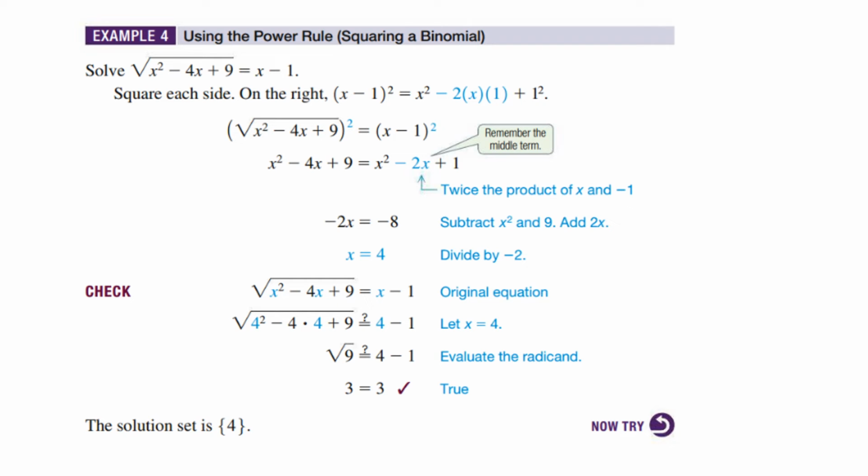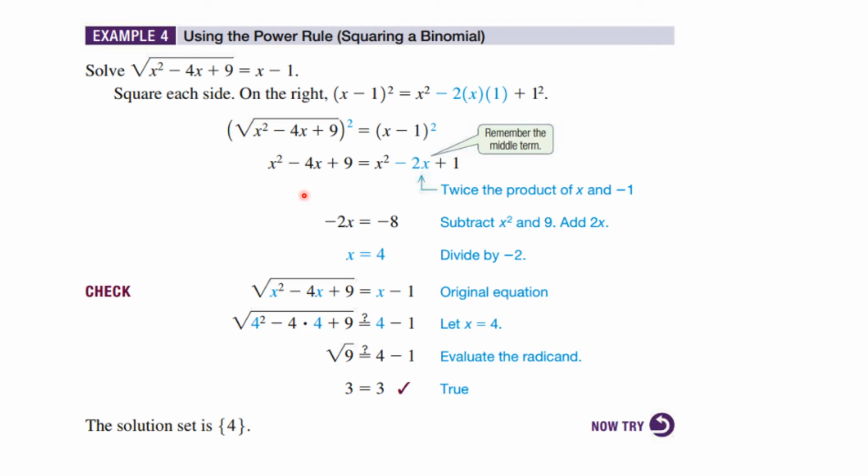Let's try another one. Again, we're going to be squaring a binomial. So the left-hand side in this next problem is the square root of x squared minus 4x plus 9. All of that is under the radical, and that is the left-hand side, is equal to x minus 1. So we're going to square each side. So on the right-hand side, we'll get x minus 1 whole squared is x squared minus 2x plus 1. But when we square the square root of x squared minus 4x plus 9, we will get x squared minus 4x plus 9. Again, this is a radical, and I have to simplify this.